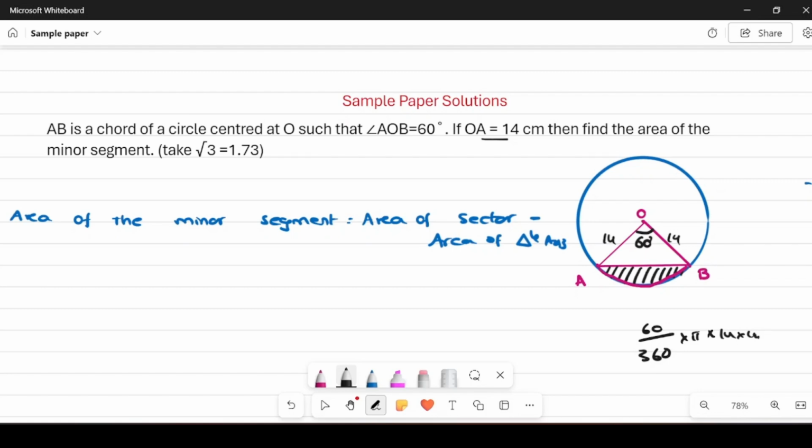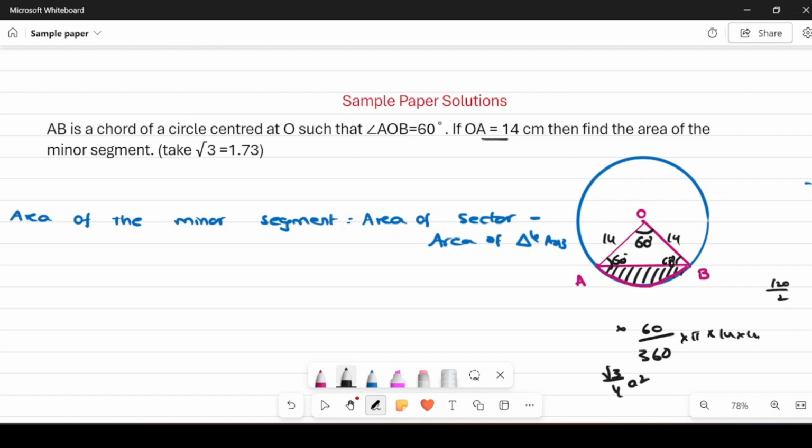Then the area of the triangle. So how do you find the area of this triangle? Since AOB is 60 degrees, and OA and OB are radii of the circle, the angles opposite the equal sides have to be equal. Since this is 60, the remaining two angles should sum to 120, so 120 by 2. That means each angle will be 60 degrees here also. So it turns out to be an equilateral triangle. We know the area of an equilateral triangle is root 3 by 4 a square.